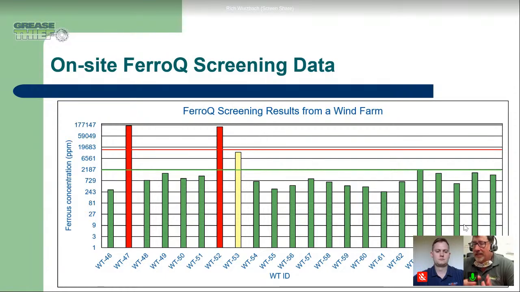But you've got some criteria. You've got green, yellow, and red zones for this. And you can see that in this population, most of the ferrous content for these wind turbines was good and was under 1,000 or so. You had one that was in a few thousand ppm, and then you had two turbines that were really high, over 50,000 ppm.